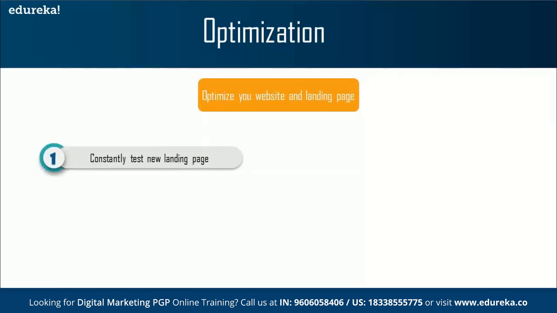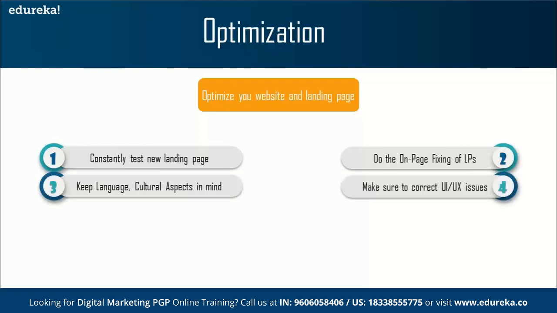Next point, optimizing your website and landing page. Again, constantly test new landing pages. One very important point here, Google puts a lot of importance on page speed, and Google always improves the quality of page speed. Google also gives a lot of importance to mobile page speed as well. You need to do that. You need to put importance on page speed. You need to constantly test new landing pages.